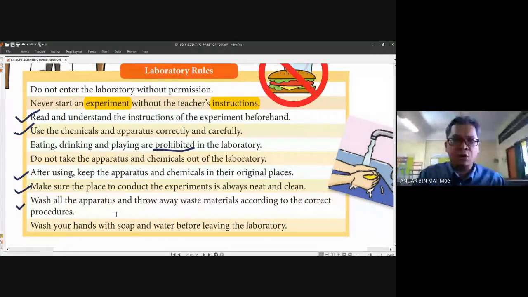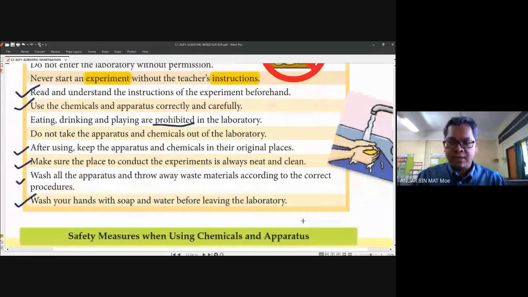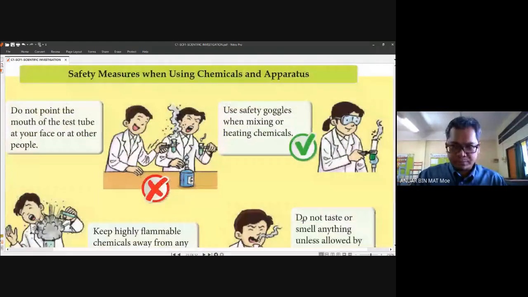All right. Next one, the last one. Wash your hand with soap and water before leaving the laboratory. Always wash your hand with soap before leaving. Next one, safety measures when using chemical and apparatus.